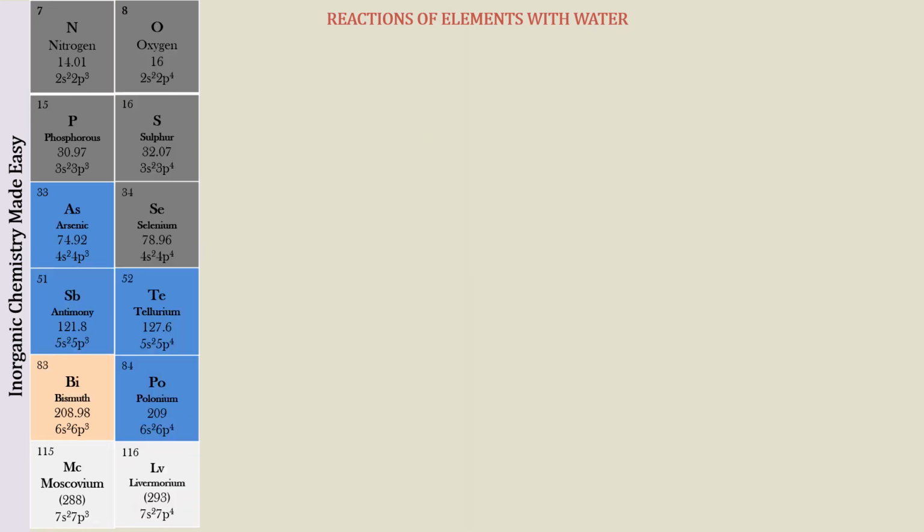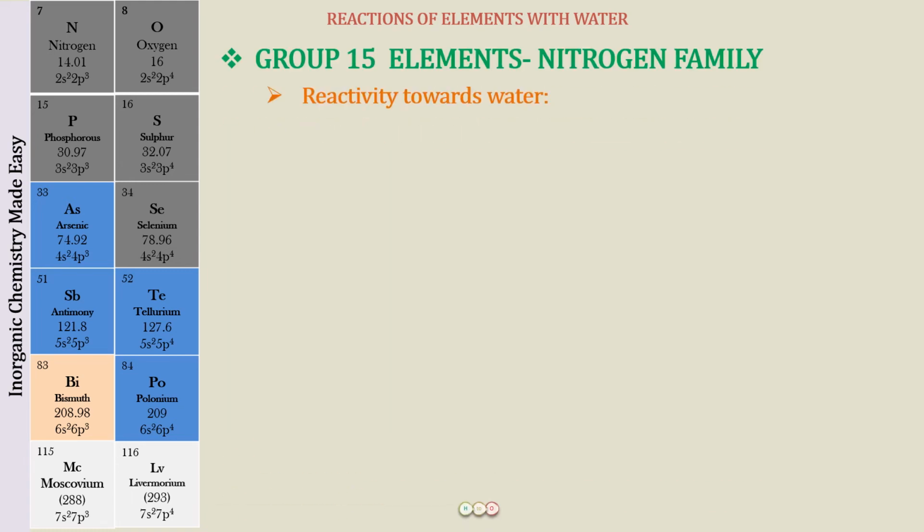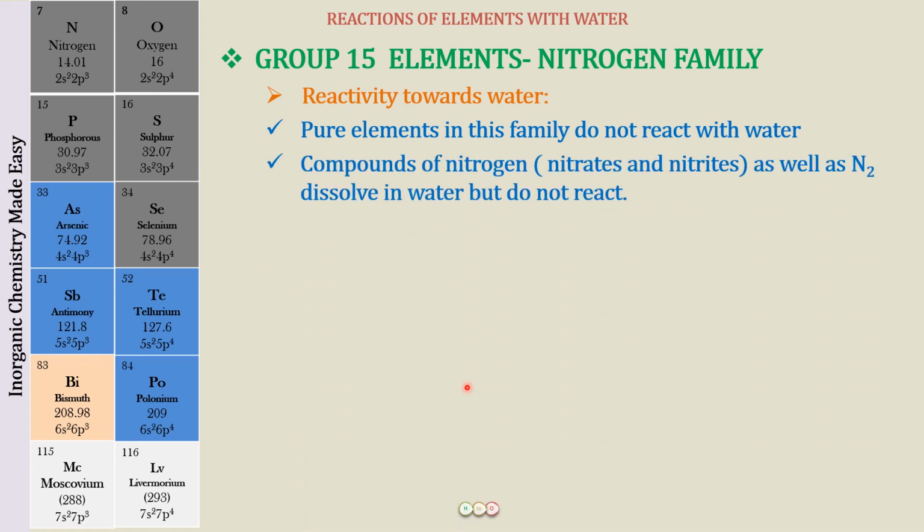The next we move on to two groups together. First of all, let us quickly talk about group 15 elements, that is the nitrogen family. Nothing much to discuss over here. Pure elements in this family do not react with water. What we see is that the compounds of nitrogen, like nitrates and nitrites, as well as nitrogen, can dissolve in water. They are soluble in water, but they will not be reacting with water.